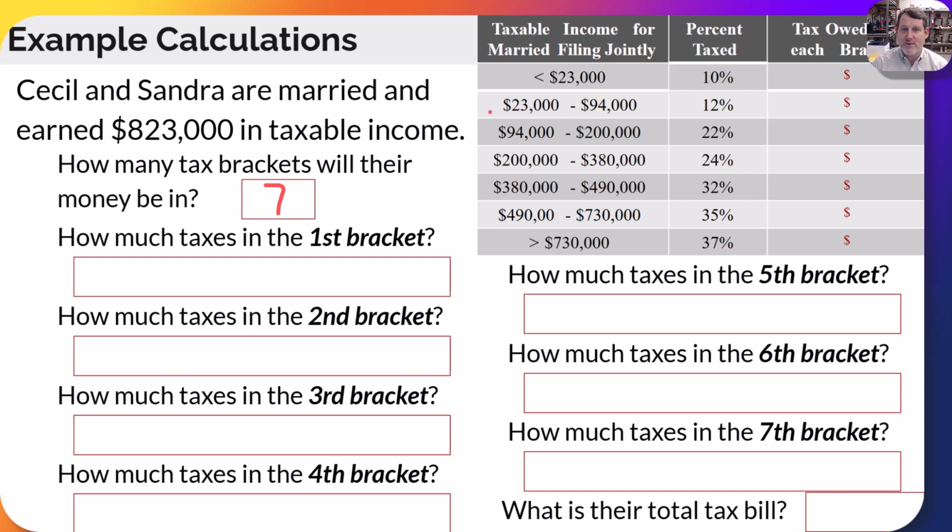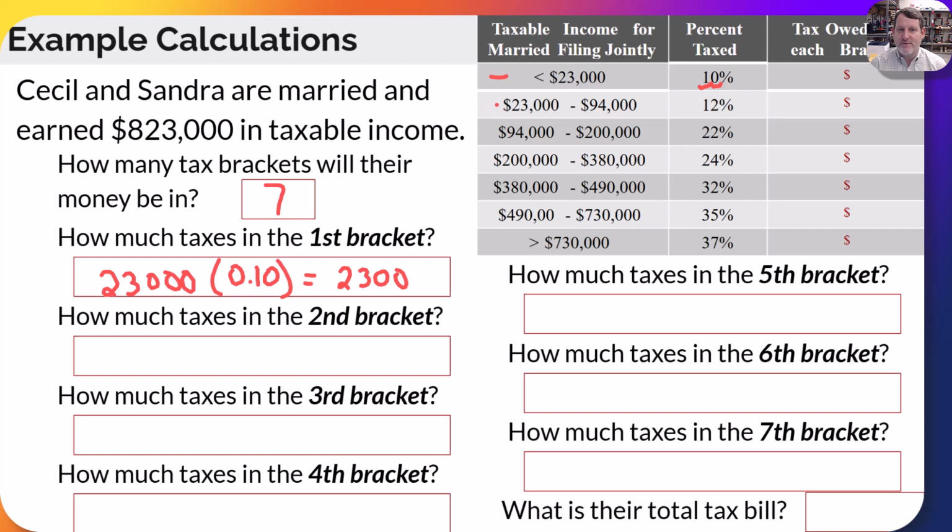So their first $23,000 is going to go here. So I'm going to put down here, this is $23,000, and that's going to be a 10% tax. Remember, we have moved the percent over 2 places, so this becomes times 0.10, and that's going to equal $2,300 in taxes for that first $23,000. All right, so that's good.